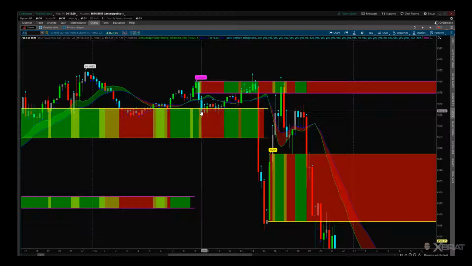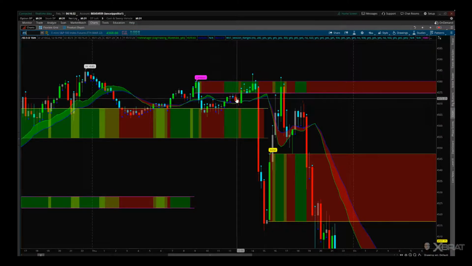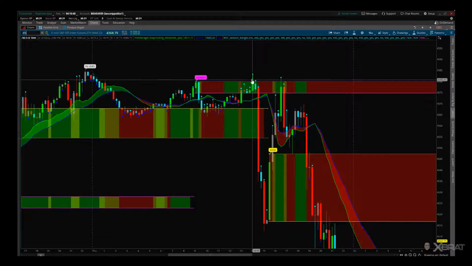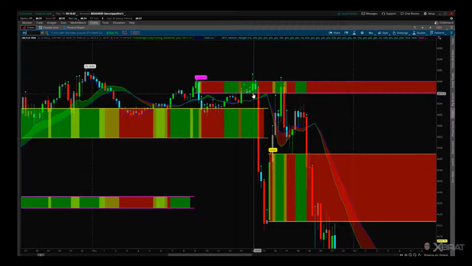Find support here at the previous New York session opening range, which is normal, and this is really good for identifying those support and resistance zones on your chart. We're coming back up, we get green bias here. We should trade that breakout to the upside, but it fails. That's fine. We get a stop loss just here, we take it out.